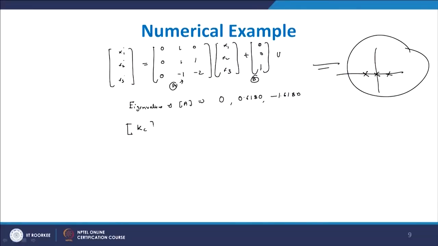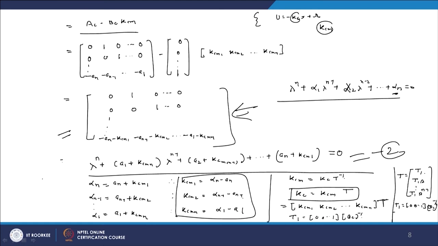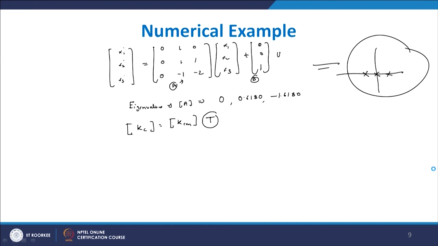Now in order to design a controller, our formula is this. The formula for designing the controller, that is KC, the final controller, equals KCM into T, and we have seen that T equals T1, T1A, up to T1A raised to n minus 1, and T1 equals 0, 0, 1, QC inverse, that is controllability inverse. First of all, we check the controllability. Although the controllability effect will come in T, that means if the system is not controllable, T1 will itself come 0, but anyway we require the controllability equations afterward. We will now check the controllability of the system.